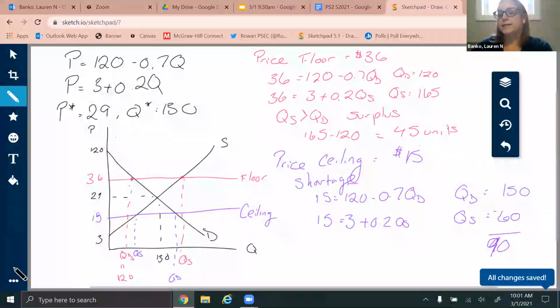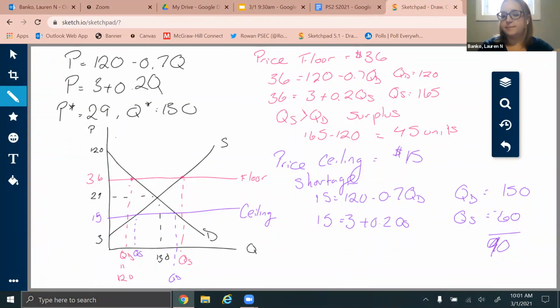The lower price, again, sellers don't want to sell as much, but consumers look at this as a deal and they want to buy more of this item. So they're trying to get their hands on this. And there's 90 units wanted that aren't being sold now.